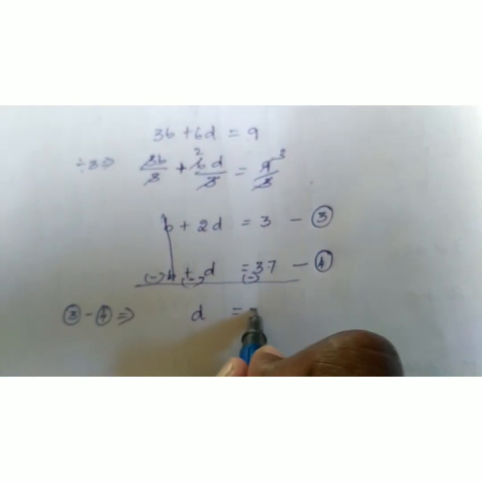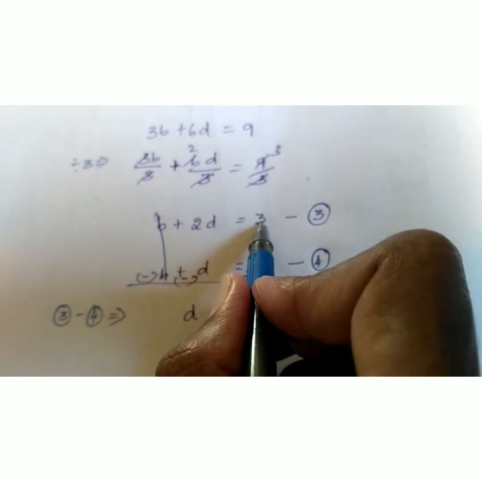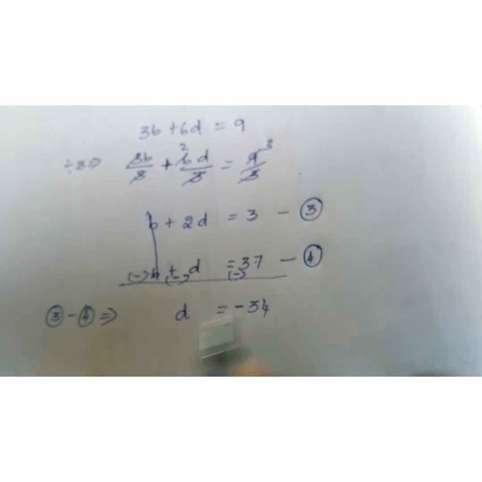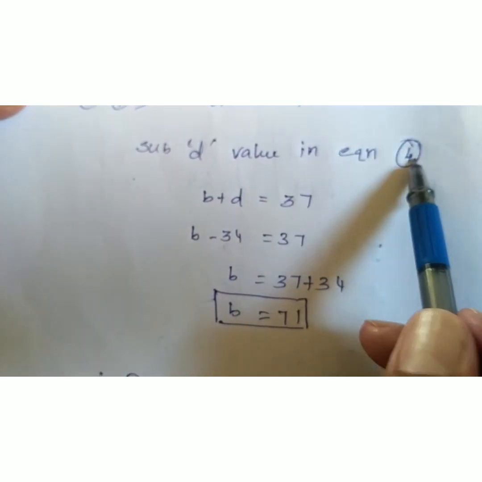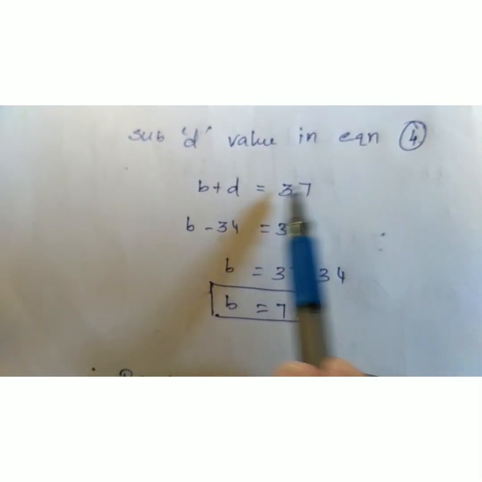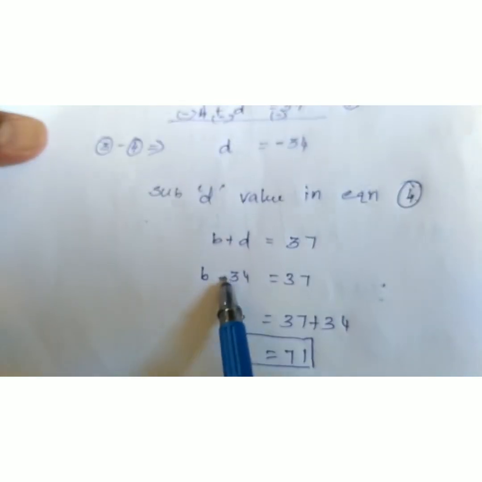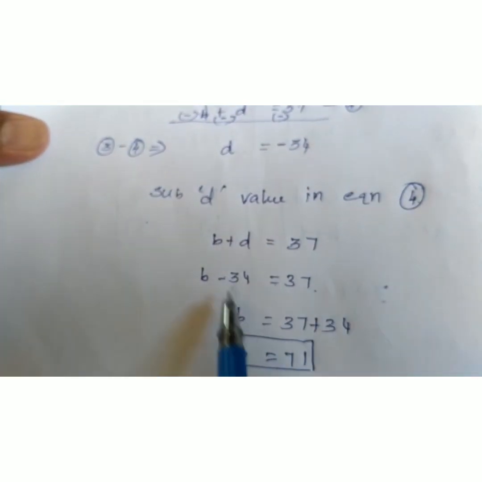Which one is largest? 37 is largest. So 37 minus 3, answer is 34, with a minus sign. Now substitute the d value in equation 4. What is the fourth equation? b plus d equal to 37. b, what is the d value? Minus 34 equal to 37. This minus 34 moving to the other side becomes positive. 37 plus 34, answer is 71.